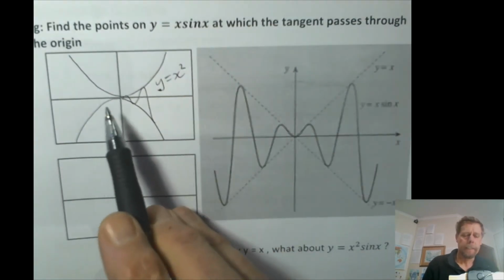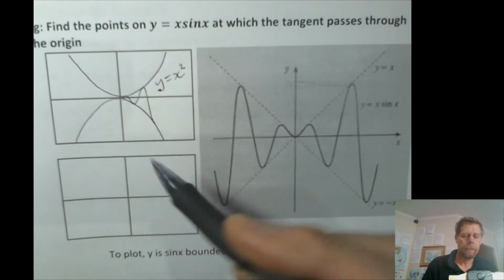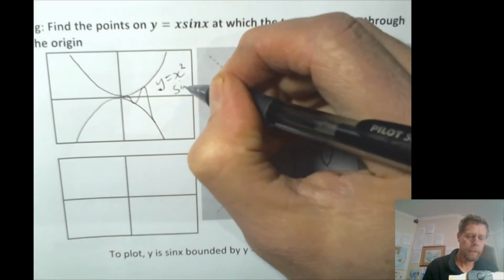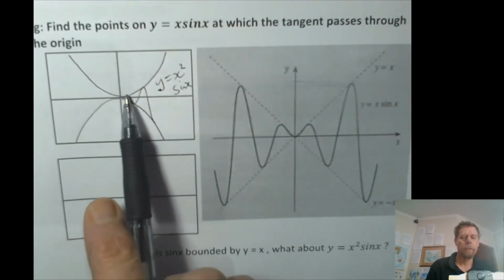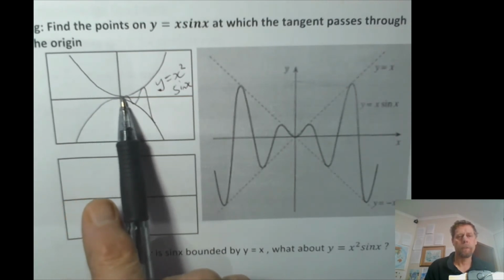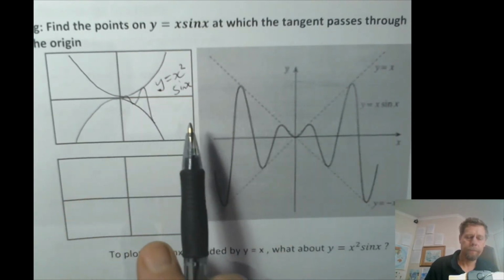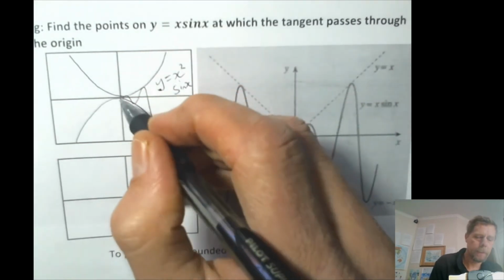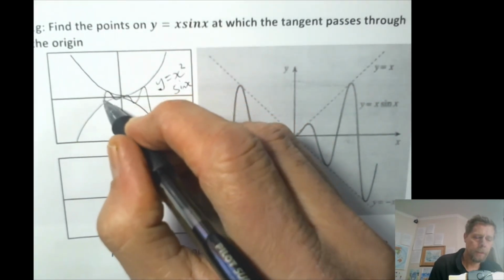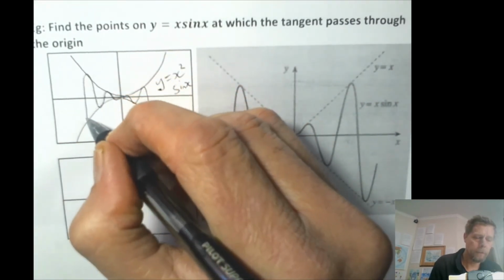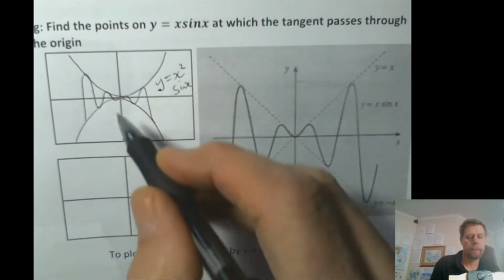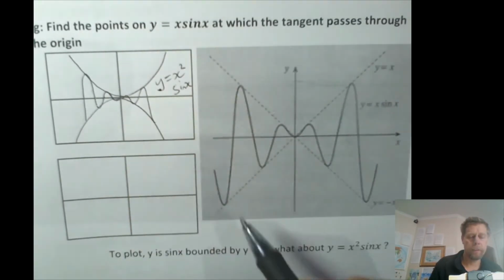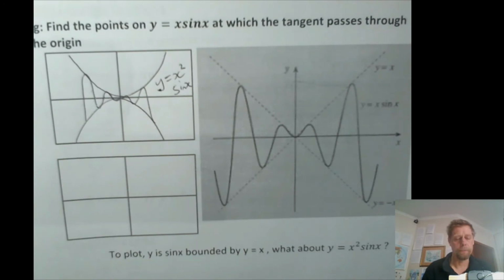In this case, there isn't, because for x squared sine x, on this side the x squared is always positive, so now it's not mirrored around the y-axis. In other words, the sine wave still follows its normal pattern of going negative there. Okay, so you see that it's not mirrored around the y-axis.